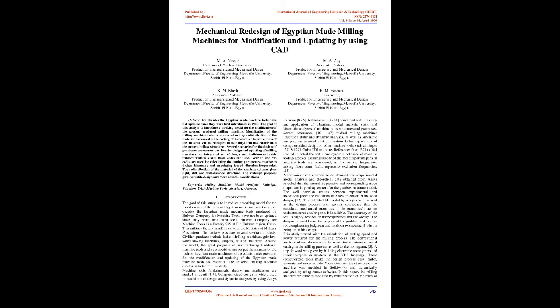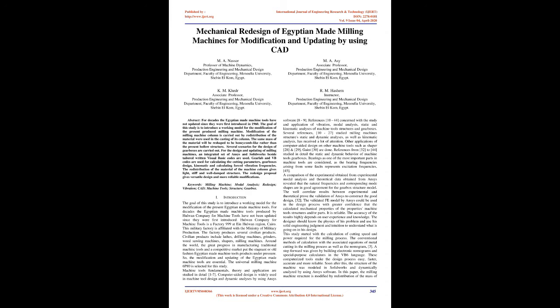Modification of the milling machine column is carried out by redistribution of the material that was used in the casting of its column. The same mass of the material will be reshaped to be honeycomb-like rather than the present hollow structure. Several scenarios for the design of gearboxes are carried out.